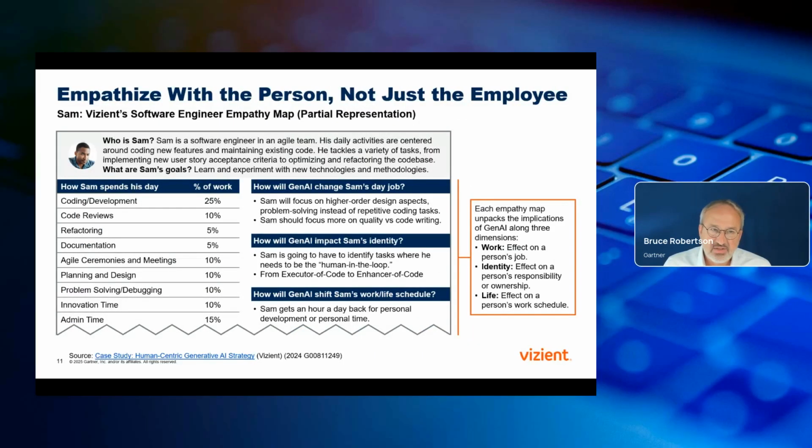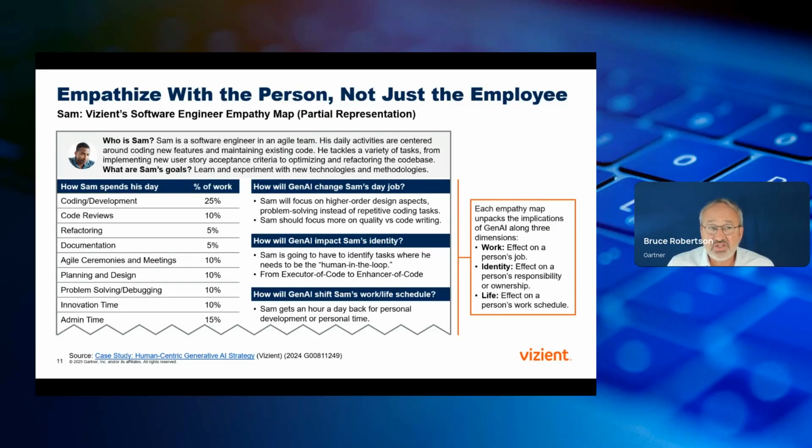For example, here's Sam, the programmer or software engineer, and we're looking at how he spends his time at work, and then asking how is it going to change that job, and also is it going to change how Sam thinks about his job. For example, if I'm now no longer a coder, am I a code enhancer? Right? That's different. It's changing the identity of that job for Sam. He might like that, he might not. But the thing is, we've got to actually go out and find out.